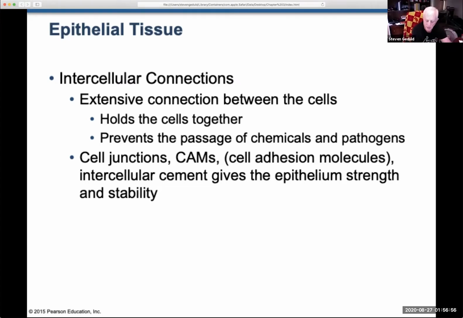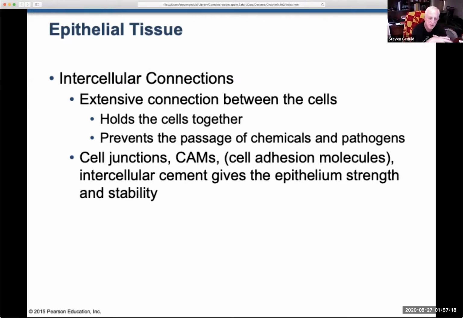If you had your skin, your epithelial covering of your skin, and there are a lot of holes in there, what would happen if you went for a swim? All that water would go into your body. So there are tight contacts between the cells to hold them together. It prevents the passage of chemicals and pathogens. If bacteria lands on your skin, it prevents it from entering. It's the first line of defense that your body has.